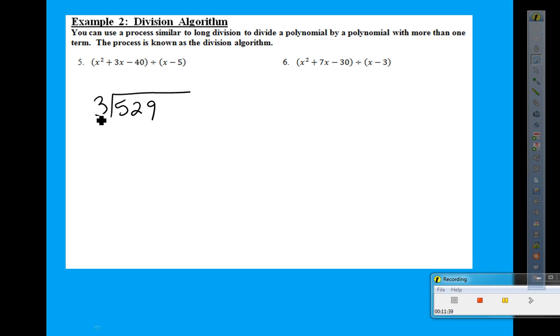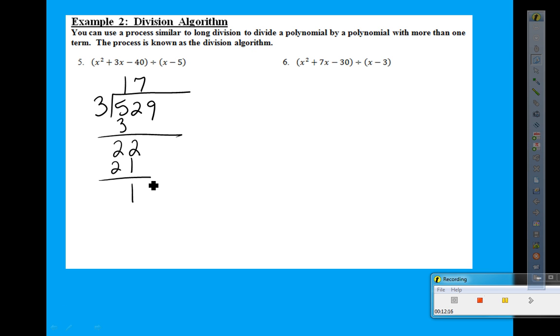You had to say 3 goes into 5 one time. And then 1 times 3 is 3. Then you put a line. And then you subtracted. 5 minus 3 is 2. And you brought down the next number, which happens to be a 2. And then you'd say 3 goes into 22 7 times. And then we went 7 times 3 is 21. Subtract them and get a 1.